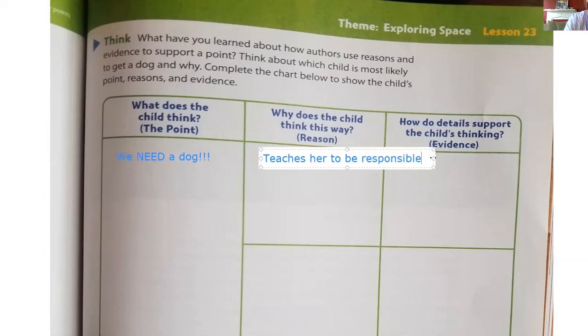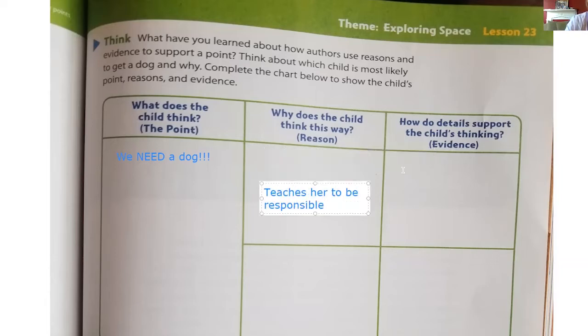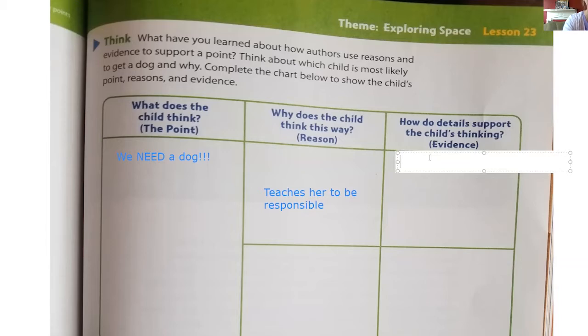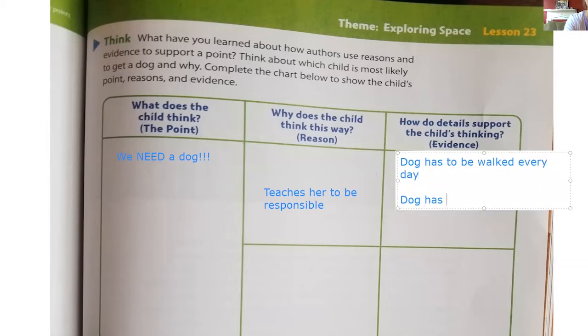That's what she says. Now, I can tell you that Vivian said the exact same thing. She said, if we get a dog, it's going to teach me to be responsible. And the evidence for that, the way the child was thinking, and this is the exact same thing that Vivian said, is that the dog has to be walked every day, and the dog has to be fed every day. So that's her point, is that she needs a dog.